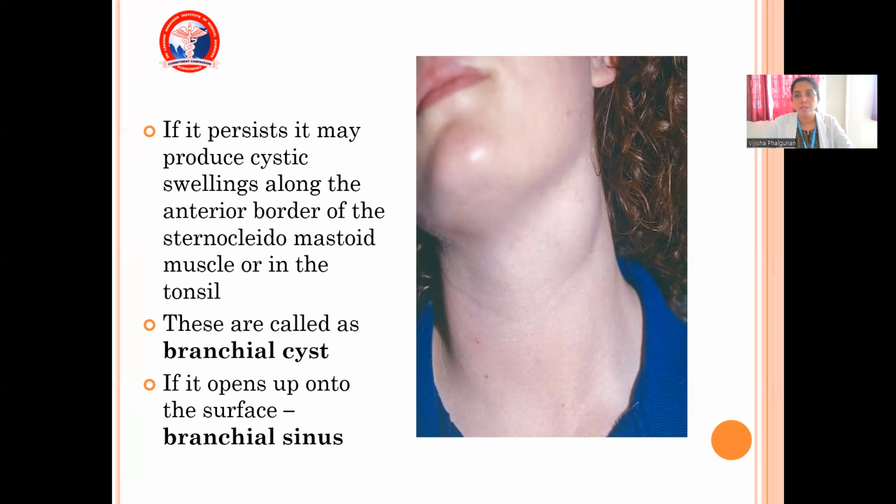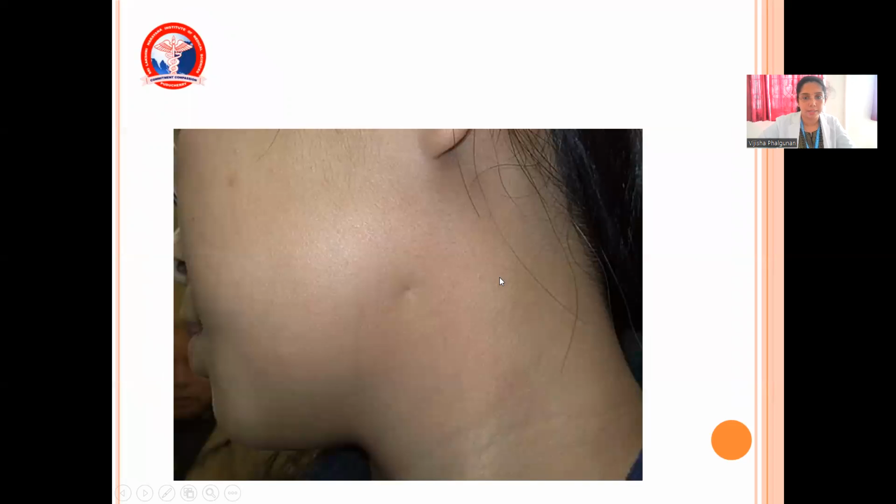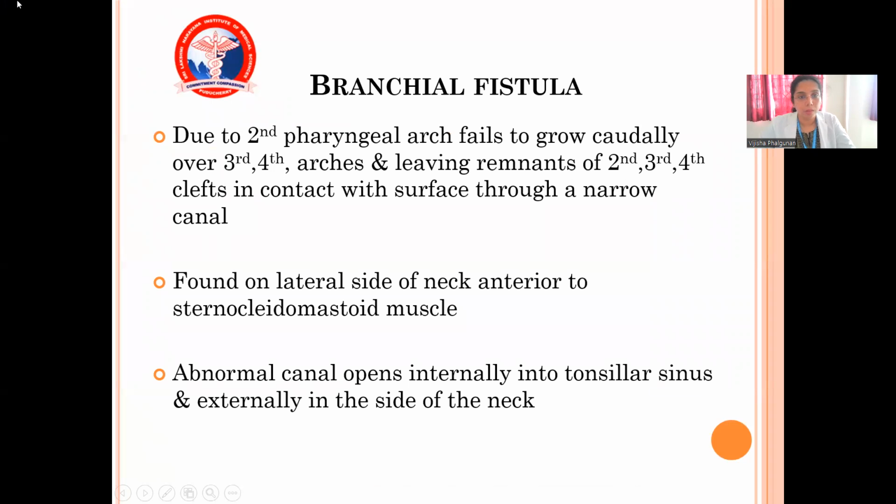So any bulge at the sternocleidomastoid muscle, during evaluation, you should always have this embryological possibility also in mind. If it opens up onto the surface, it is called a branchial sinus. See here, branchial sinus. This is your sternocleidomastoid muscle, and here will be your anterior border of the sternocleidomastoid muscle. So always keep an embryological aspect in your mind.